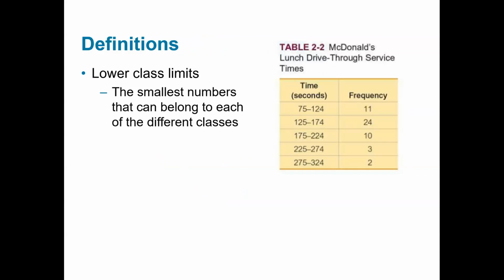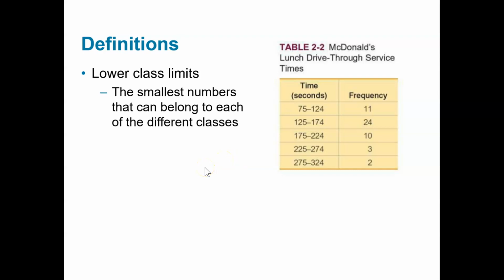So I'm going to show you a frequency table here. This frequency table has the time in seconds for a McDonald's lunch drive-through service time, and then the frequency that the service occurred in that time frame. And we're going to be using this example a lot. So let's go through these definitions of what makes up this table.